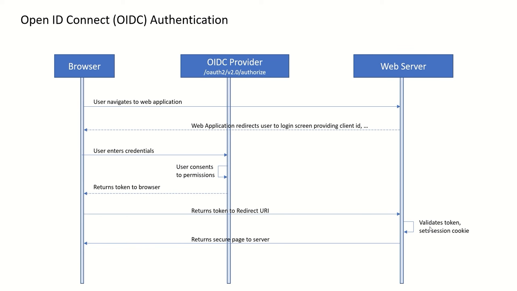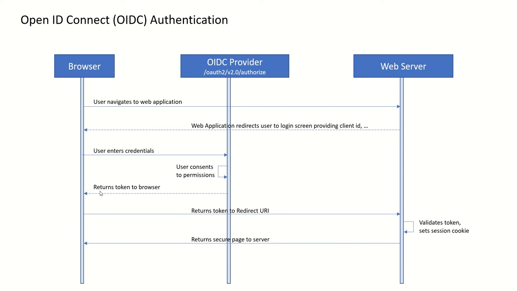But like I said, how this token is getting validated is also an interesting thing. Once the token is validated, then it sets the session cookie. Right? Once the session cookie is set, that means the session is established in Pega. And then it returns a secure page to the server, which means a protected resource. Whatever the user is trying to access from the Pega application, he or she would be able to access.